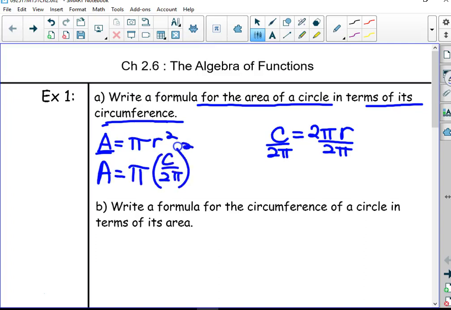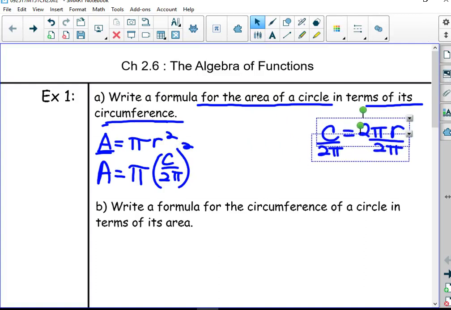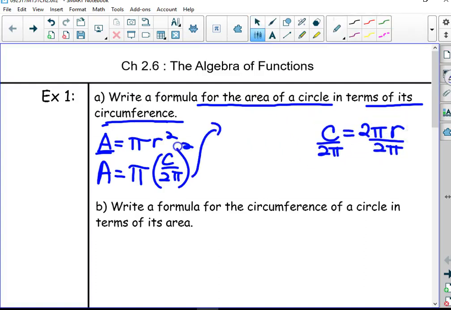And that gets squared. One thing to notice, let me move things around a little bit. I'm going to finish simplifying because I can do a little bit of reducing there. A is equal to pi times c squared all over 4 pi squared. And I was aiming at that because I knew I could reduce it by pi. So our final formula for area in terms of the circumference is going to be area is equal to circumference squared over 4 pi.